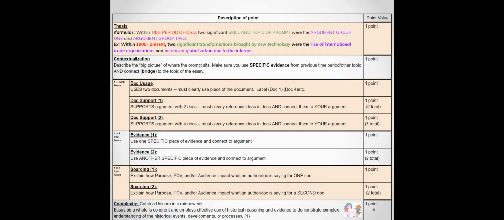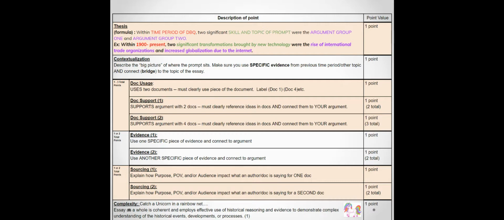Now, this is where things start to change a little bit. Your document usage, once upon a time, or, last month, document usage was worth 2 points. Well, now document usage is worth 3 points. Let's take a look how. If you just used 2 documents, they're labeled Doc 1 and Doc 4. You mention them. They connect to your claim somehow. That's a point right there.